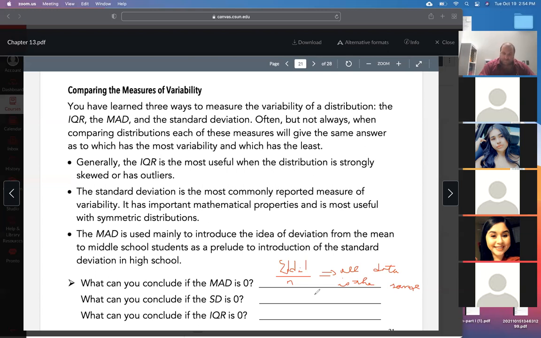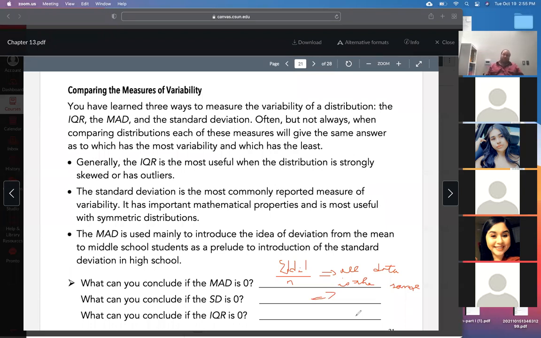Then there's not really any deviation between the numbers. And therefore, what can you conclude? What's the final statement that you're going to make about the data itself? They're all the same. If the SD is 0, all the data is the same.